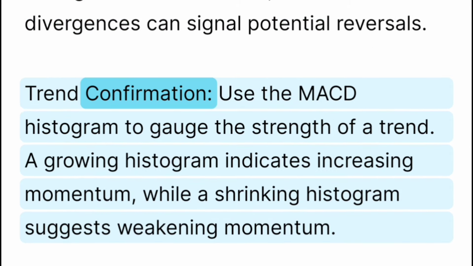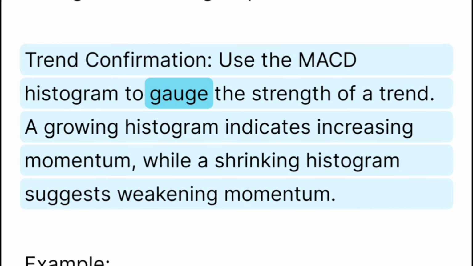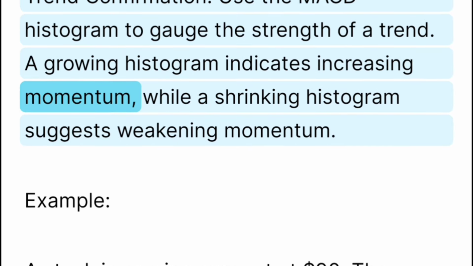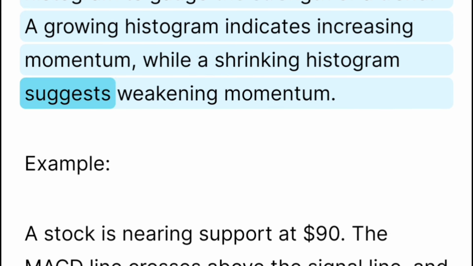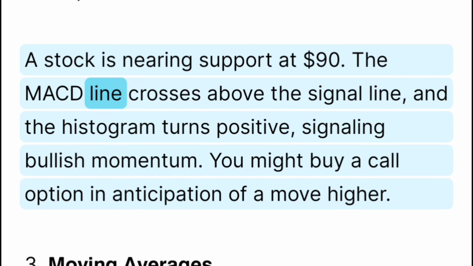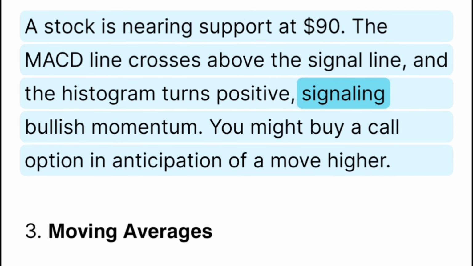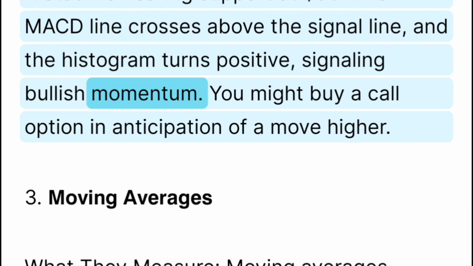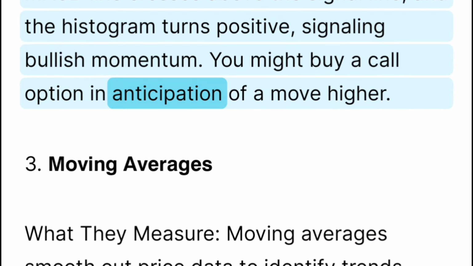Trend confirmation. Use the MACD histogram to gauge the strength of a trend. A growing histogram indicates increasing momentum, while a shrinking histogram suggests weakening momentum. Example: a stock is nearing support at $90. The MACD line crosses above the signal line, and the histogram turns positive, signaling bullish momentum. You might buy a call option in anticipation of a move higher.